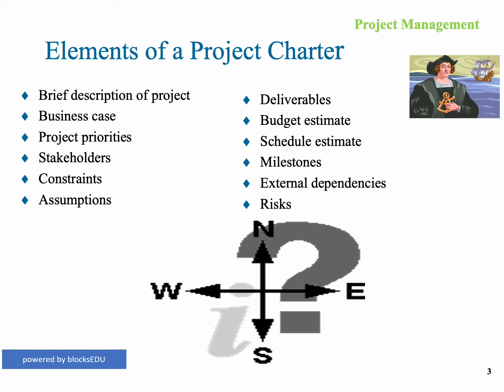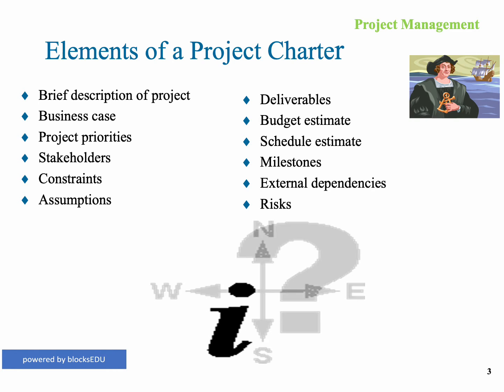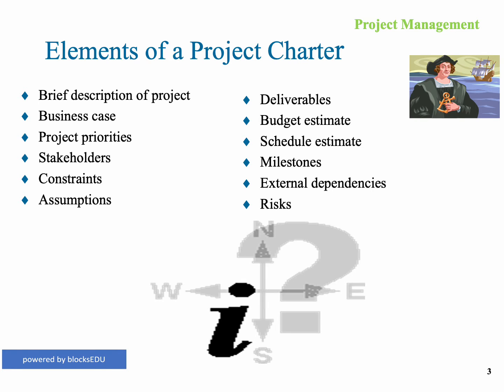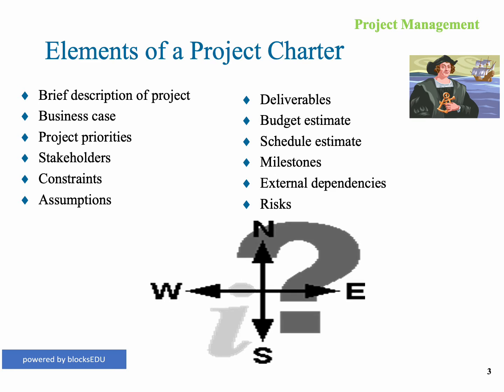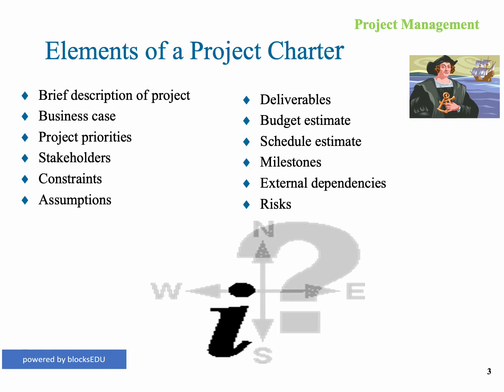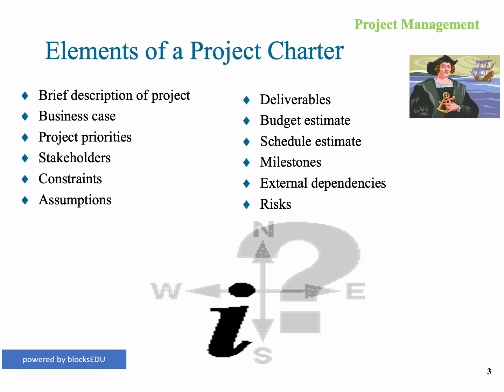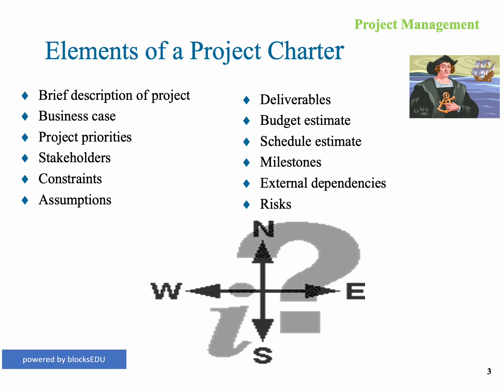It should have the project priorities. It should list your stakeholders, your key ones, tell what the constraints are, what the limitations are within this project. It should highlight your key assumptions that you're making as you go forward. It should have a list of deliverables, things that you need to produce as part of this project. It should have a budget estimate. It should have a schedule estimate. And it should have some milestones, major events that are going to happen on the way as you create this product or the product rolls out.